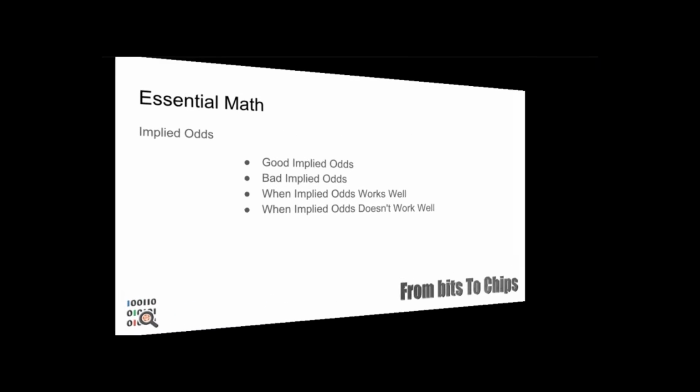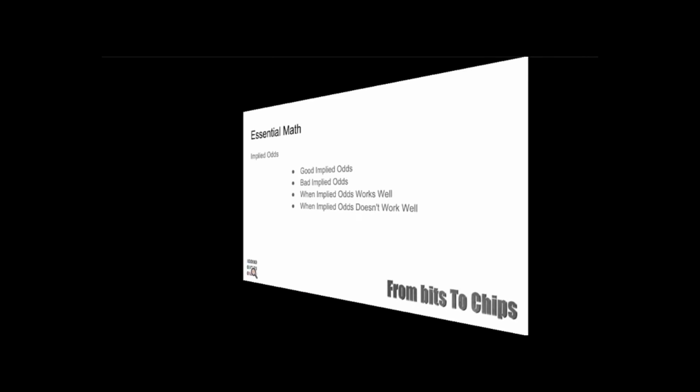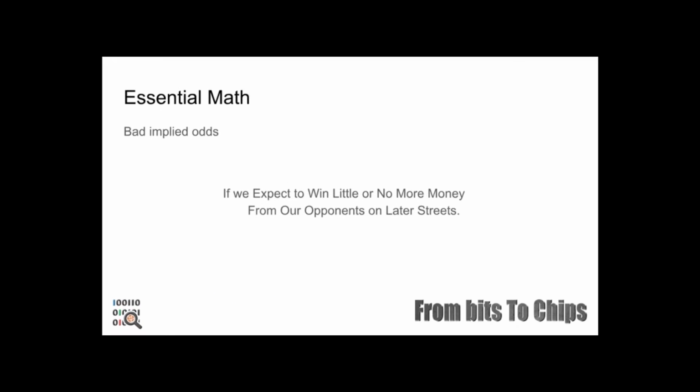Understanding the difference between good and bad implied odds is important before I try to implement this into my strategy. When you are committing more money to the pot with bad direct pot odds, we are committing more money than we should based on our equity. Our implied odds should make up for this by yielding more to the pot on later streets. So here's a quick look at each aspect of implied odds. Good implied odds: if we expect to win a lot more money on later streets from our opponents. Bad implied odds: if we expect to win little or no money from our opponents on later streets.